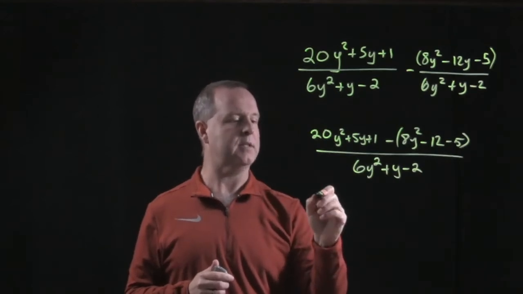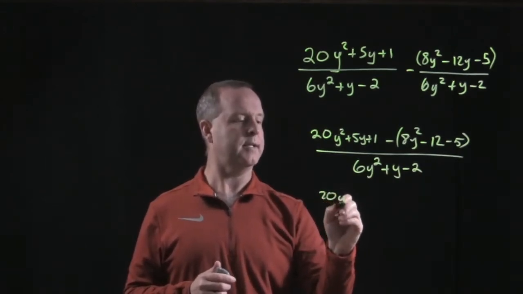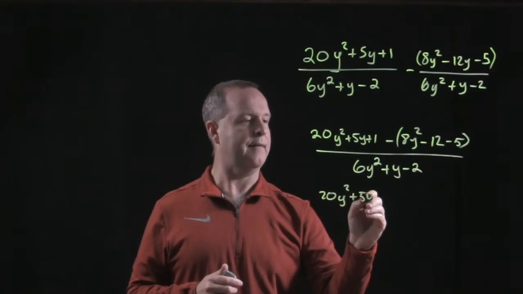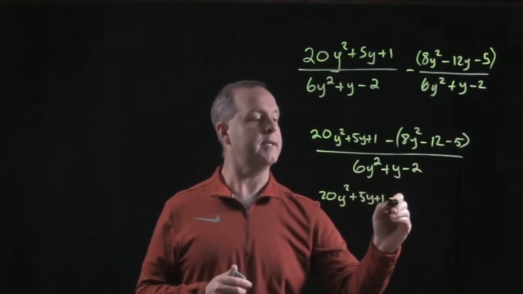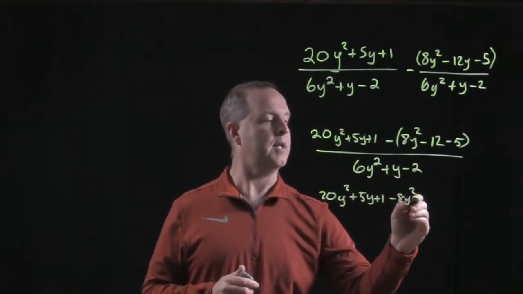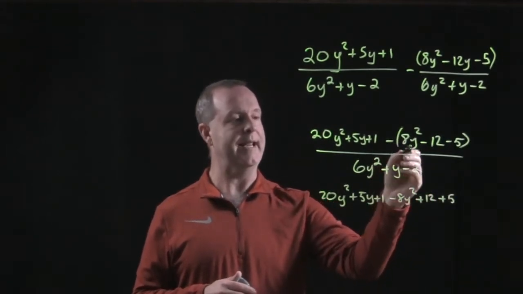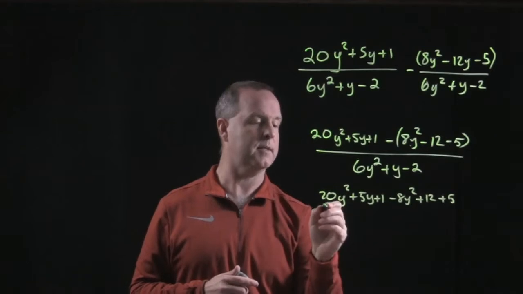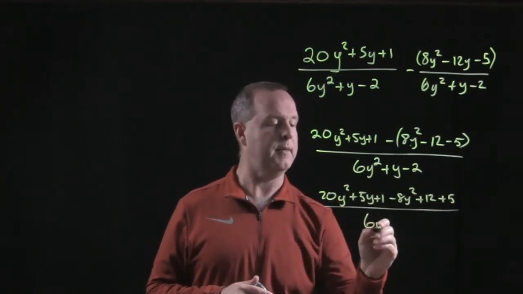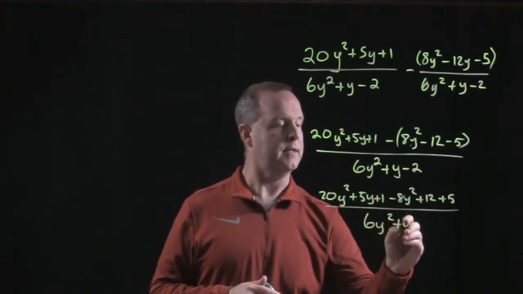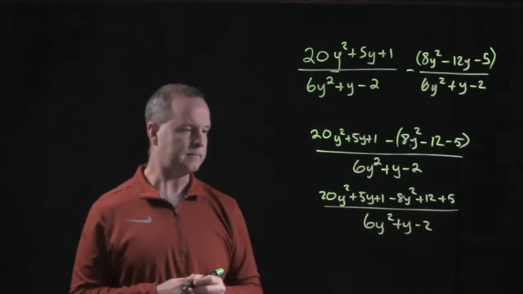So let's do another bit of cleanup work here. 20y squared plus 5y plus 1 minus 8y squared plus 12y plus 5. Notice how I distributed that negative to every one of those terms, all over the same common denominator, which we still have. Nothing new there to see, folks.